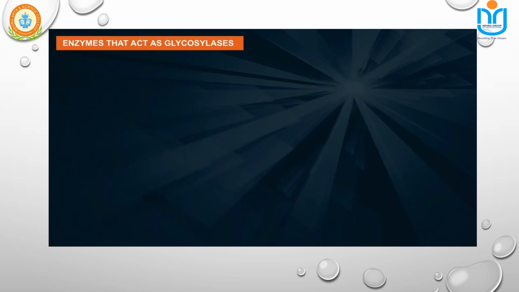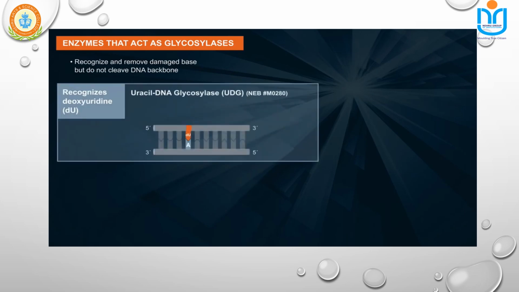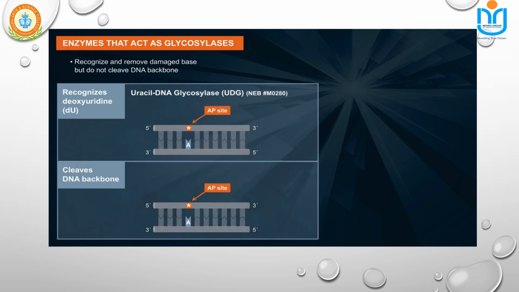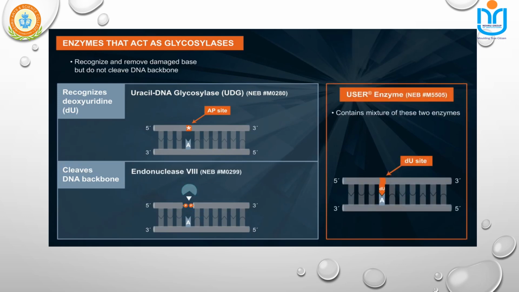Some enzymes act only as glycosylases, that is, they only recognize and remove the damaged base but do not specifically cleave the DNA backbone. An example of this type of enzyme is UDG, which recognizes deoxyuridine, or dU, and removes it and leaves an AP site. To cleave the DNA backbone, another enzyme, such as endonuclease 8, is required. USER enzyme contains a mixture of these two enzymes so that the damage is completely removed and the AP site is cleaved.